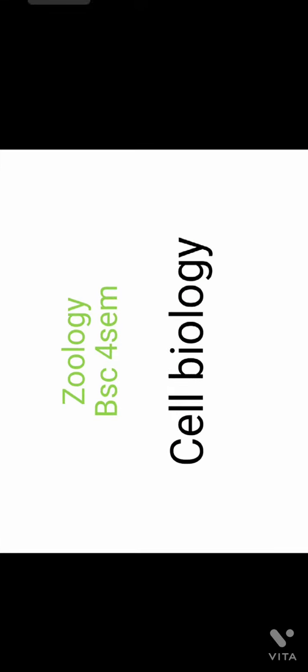Today let us discuss the fourth semester of BSc Zoology, the chapter Cell Biology. So, the introductory part. A cell. What is a cell? The structural and functional unit of an organism is called a cell, and it was introduced by Nageli in 1885.